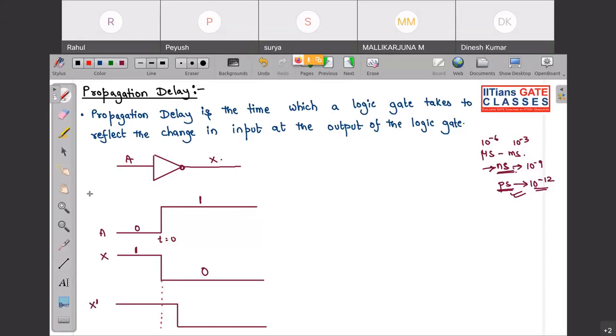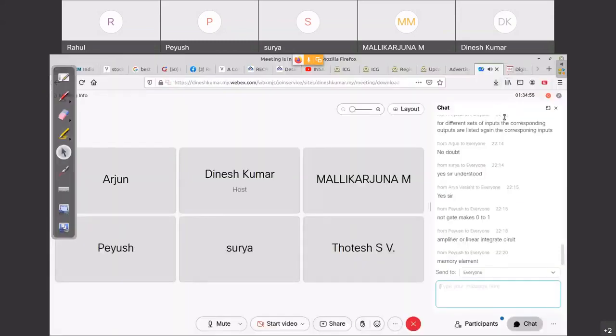So this part was t equal to 0. Now you can see your output has made a transition after del t time, or delta t PD. So this delta t PD is basically the propagation delay of this NOT gate. Tell me if the concept of propagation delay is clear or not. So we are going to use this. You can also say it is a memory element, a kind of buffer gate. Tell me, any issues, anyone?